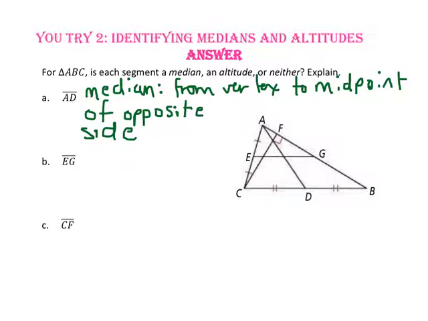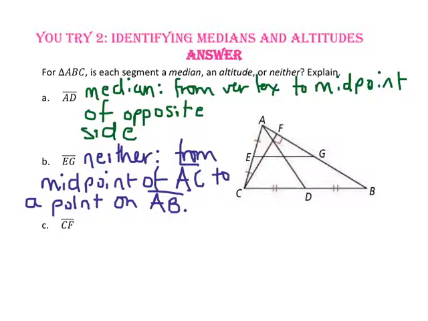For part B, we want to look at segment EG. Since point E is the midpoint of segment AC and point G we don't know, this could be a mid-segment, but we're not sure. So it's neither an altitude nor a median, so we're going to write neither. For part C, let's take a look at segment CF. Since segment CF starts at the vertex C and is perpendicular to side AB, it will be an altitude.